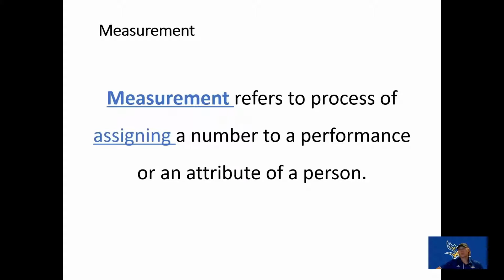Measurement is the process of assigning a number or a value to the performance or to an attribute of a person. Especially in kinesiology, we'll often use performances or physical attributes or cognitive attributes of a person. And we'll assign them a number to compare or to use in any of our evaluation tools that we're going to use, either statistical or comparative.